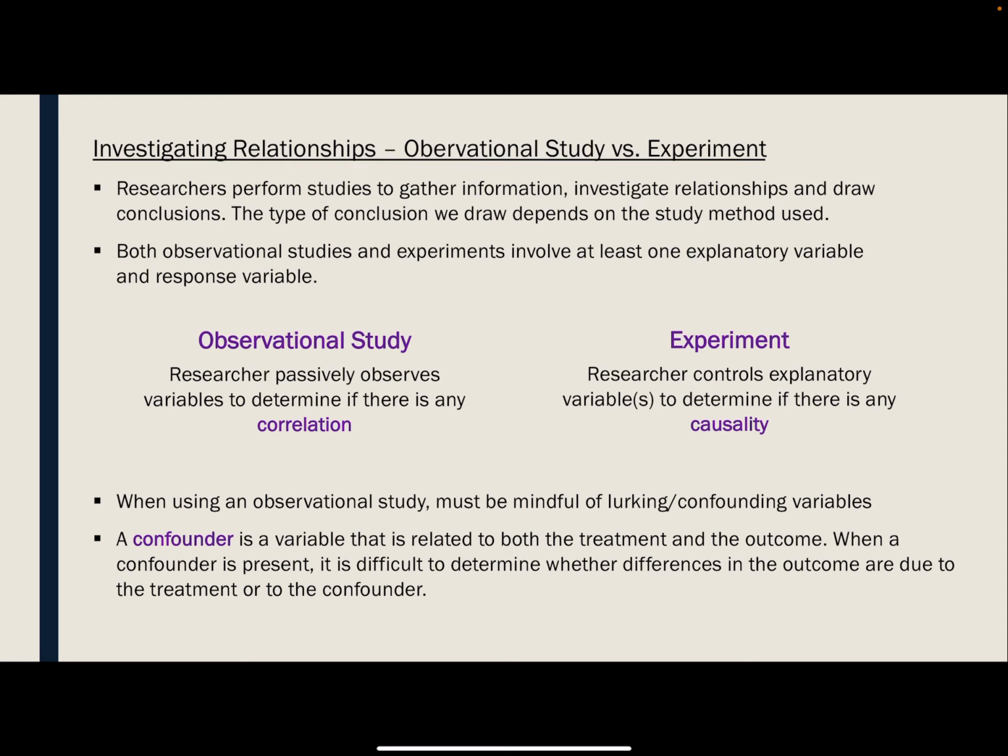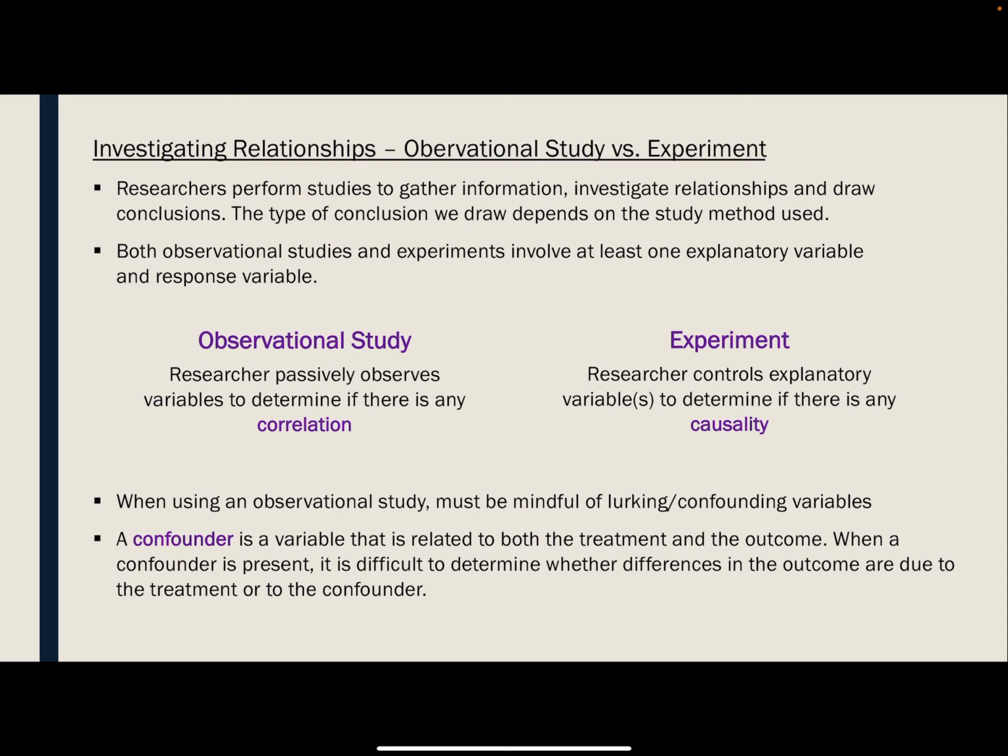And by the way, we will talk a lot more about correlation in Chapter 4. So with observational studies, researchers passively observe the variables to determine if there's a correlation. They don't manipulate anything. Experiments, on the other hand, researchers manipulate the explanatory variables, like that first variable, to see if it causes the second variable. So the researchers will specifically manipulate that explanatory variable.